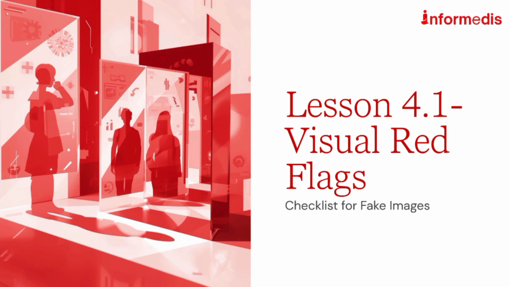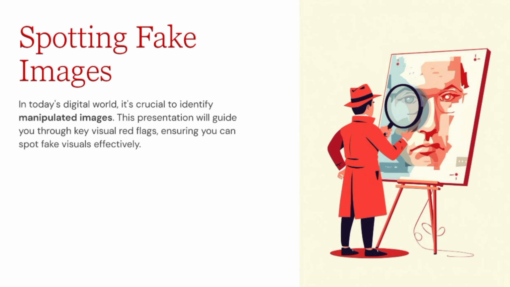Welcome to Lesson 4.1, the Visual Red Flags Checklist. In this lesson, we'll learn how to spot common visual clues that indicate an image may have been manipulated or digitally altered. In today's digital world, images are often used to persuade or mislead. By learning to recognize visual red flags, you can quickly assess whether an image is trustworthy. This lesson will guide you through key indicators that help identify fake or manipulated visuals.